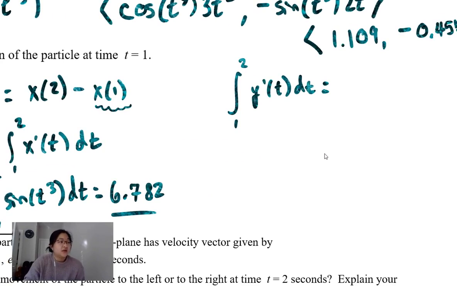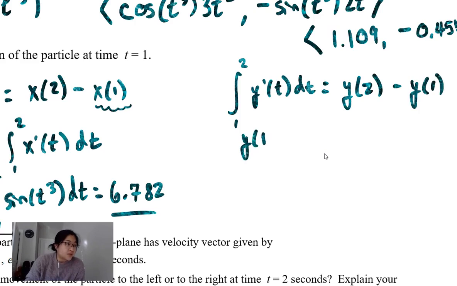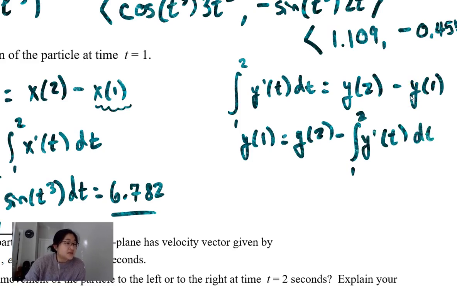So this is going to be y of time 2 minus y of time 1. And then to solve for y of time 1, we just do some algebra, like move the y of 1 over here, subtract this on both sides, so you have y of 2 minus your integral from 1 to 2 of y prime of t dt. And what is that going to give us? 4 minus your integral from 1 to 2 of cosine t squared.